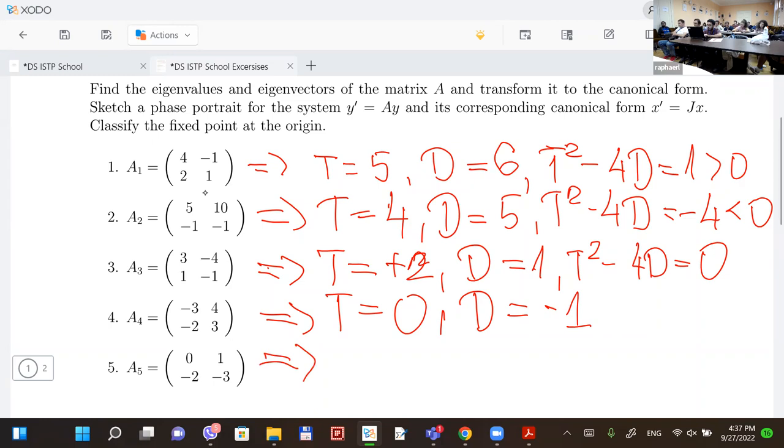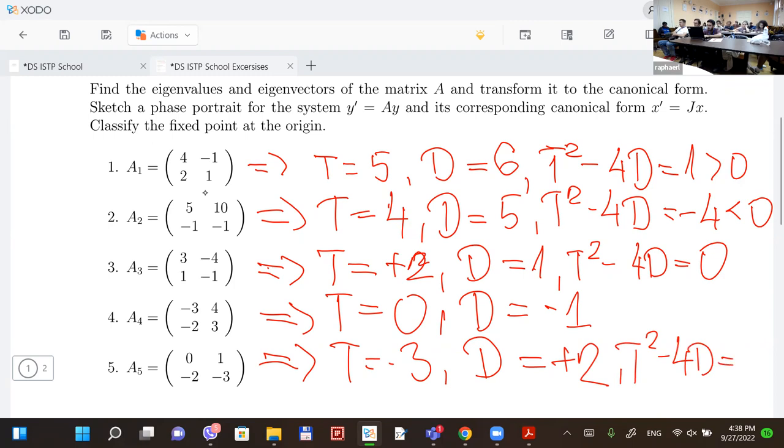And finally, the trace is minus three and the determinant is plus two. So T squared minus 4D is 1. What will it be now? The discriminant is positive, which means what? The eigenvalues are real. But the trace is negative, so we are on the stable part. So now we have the stable node.